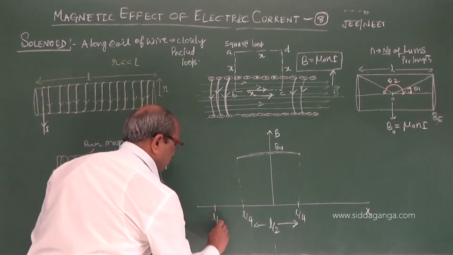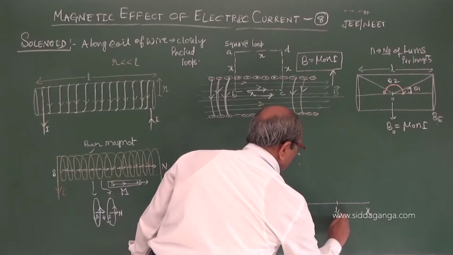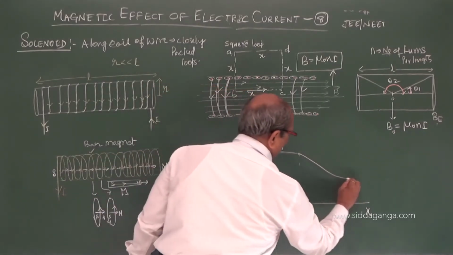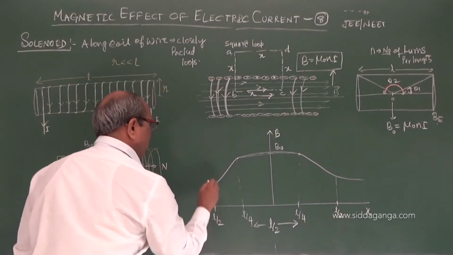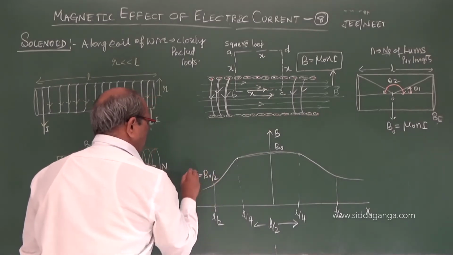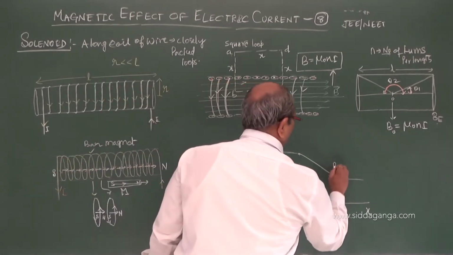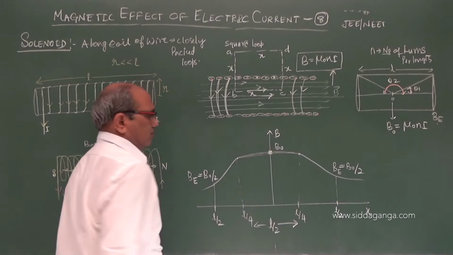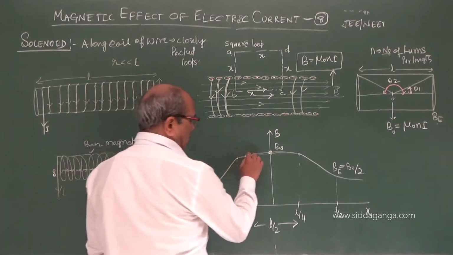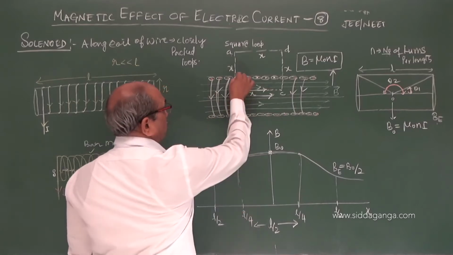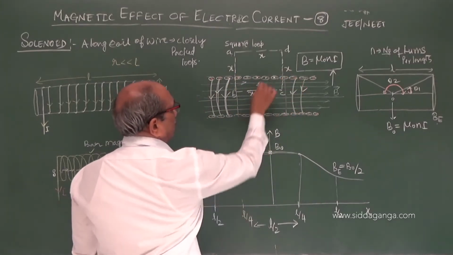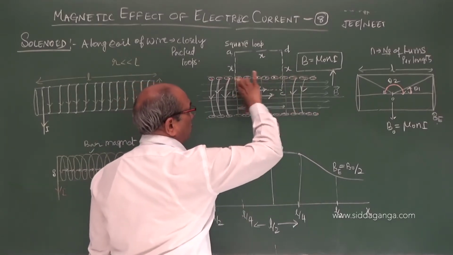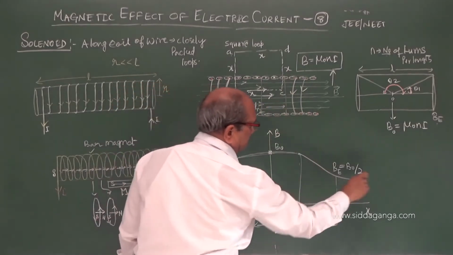Then we come to L by 2, the end point. At the end point, the field almost reaches 50%: B naught by 2 at the end, and B naught at the center. So within this region, in the middle region of the solenoid, almost for the length L by 2, the field remains almost uniform. Then it slowly goes on decreasing further.